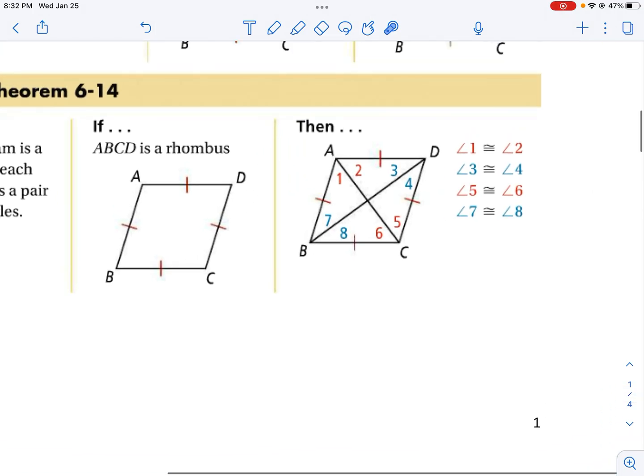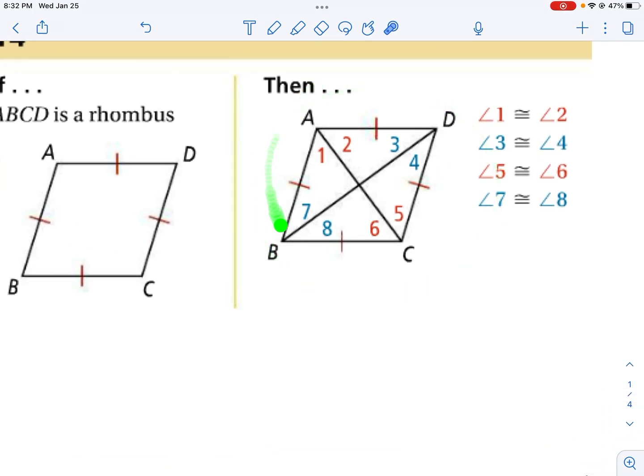So in this picture, this is a rhombus. In this picture, this diagonal makes angles 1 and 2 and 5 and 6 congruent. It makes angles 3 and 4 and 7 and 8 congruent. This diagonal makes 3 and 4, 7 and 8 congruent. All right?